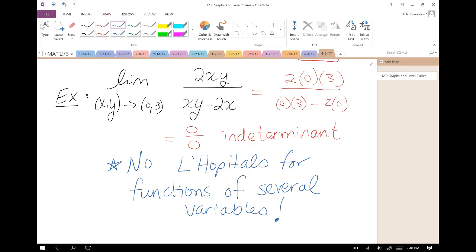So there is no L'Hopital's rule for functions of several variables, but on this one, there is some algebra that we can do to fix it. One of the cases that leads to 0 over 0 is a common factor. And we do have a common factor of x here. So we can pull out an x and cancel it away.